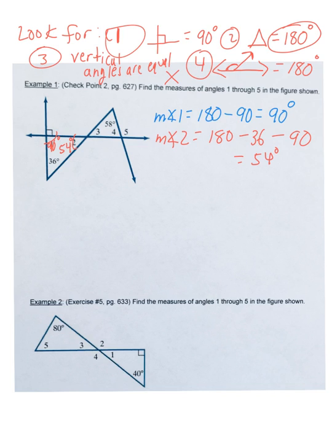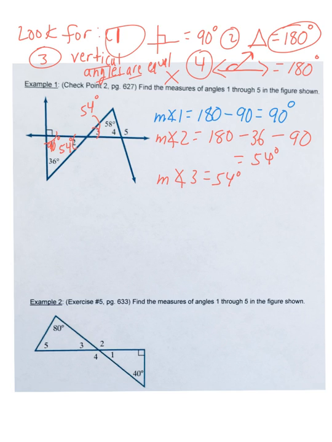So now, remember, angle 3 is across from angle 2, and vertical angles are equal. Angles across from each other are equal when you have that X shape. So if angle 2 is 54 degrees, guess what? Angle 3 must also be 54 degrees. So the measure of angle 3 is 54 degrees.